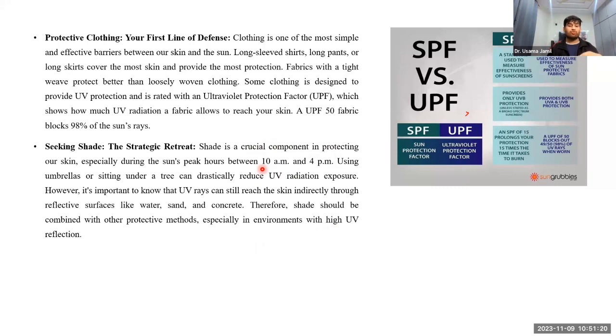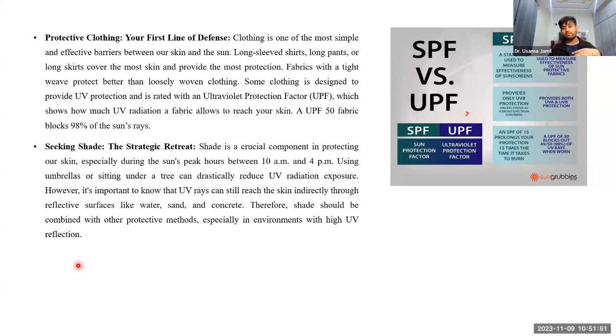It is important to know that UV rays can still reach the skin indirectly through reflective surfaces like water, sand, and concrete. Therefore, shade should be combined with other protective methods, especially in environments with a high UV reflection. So sometimes shade is not enough. UV rays can also be reflected and still cause damage. The very safe method would be being in shade during the midday.